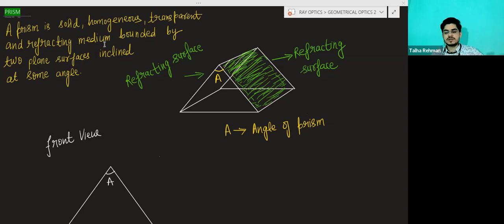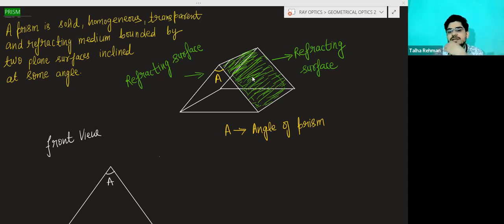Refractive medium means when the light passes through the prism, the light will get refracted. Bounded by two plane surfaces, remember, bounded by two plane surfaces inclined at some angle. So you can see these are two plane surfaces. One surface is this, another surface is this, and these are the inclined surfaces, and the angle made by these surfaces is known as the angle of prism.